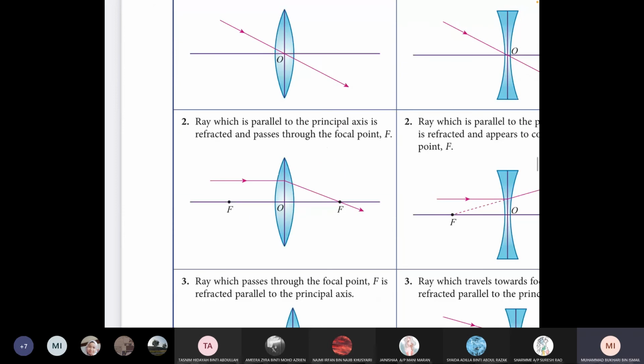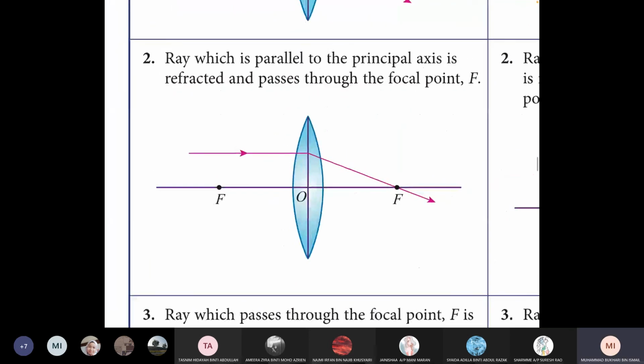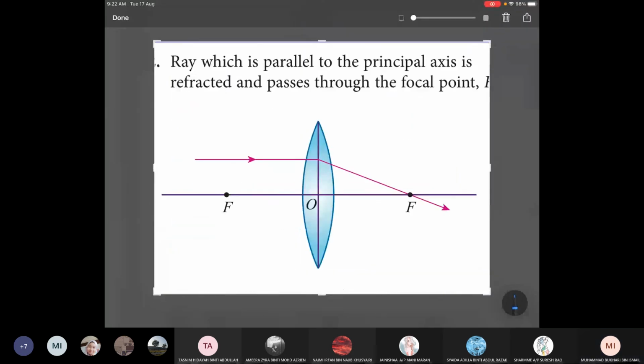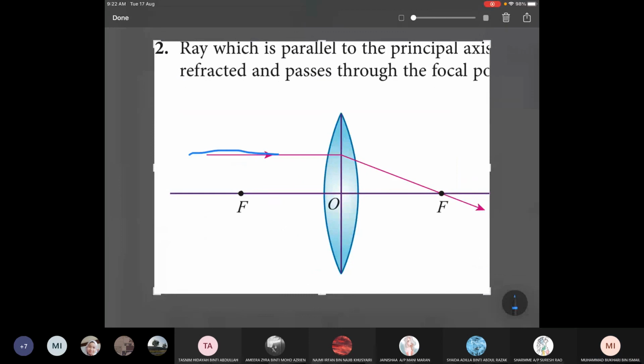Okay, the second rule. When light is parallel to the principal axis, it will be refracted. We can see the light bends here. So the light is refracted, and the refraction will cause the light to be refracted towards one point here, and it is known as the focal point, as I mentioned earlier. We call it the focal point.